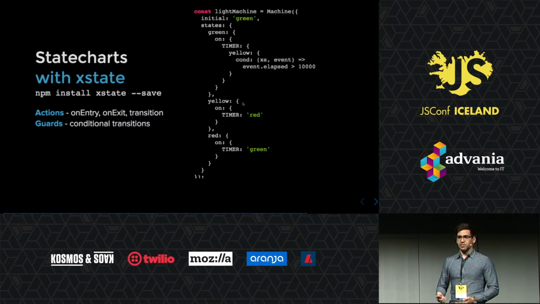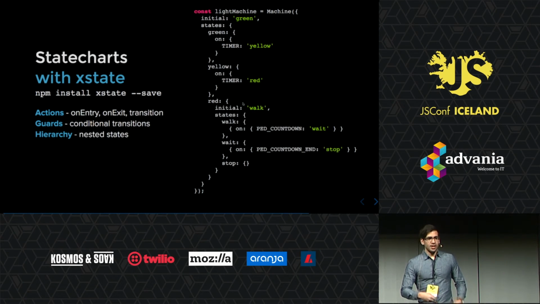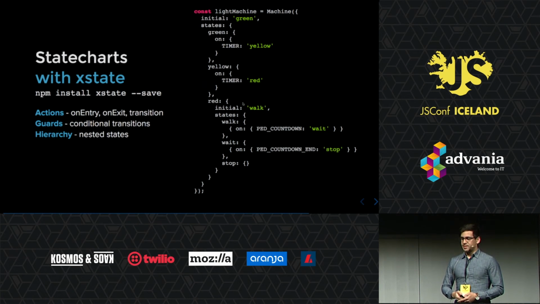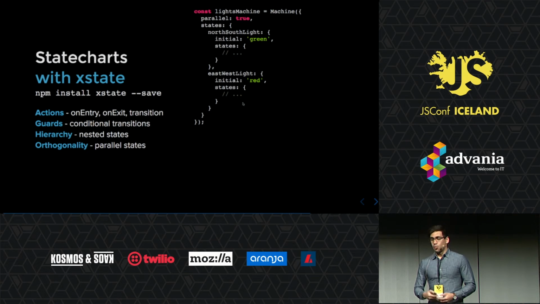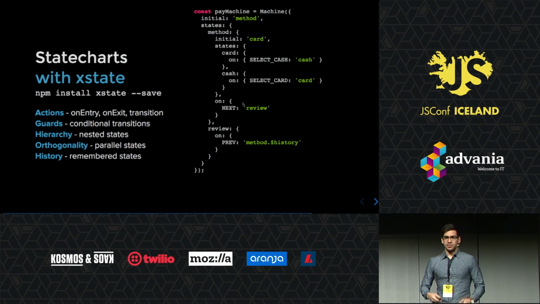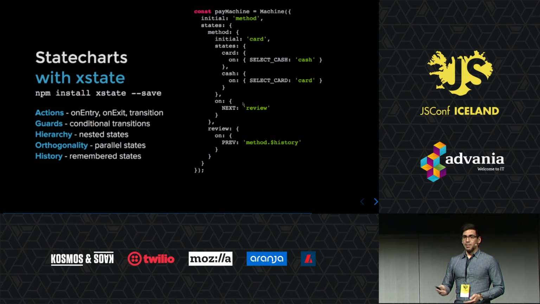It also has guards, so you could pass in some external state, and it will validate against that external state and say, okay, well, this condition is met, so you go on to the next state. It also has hierarchy so that you could represent and compose state machines pretty easily. It has orthogonality so you could represent parallel states, and history so that you could also represent remembered states.